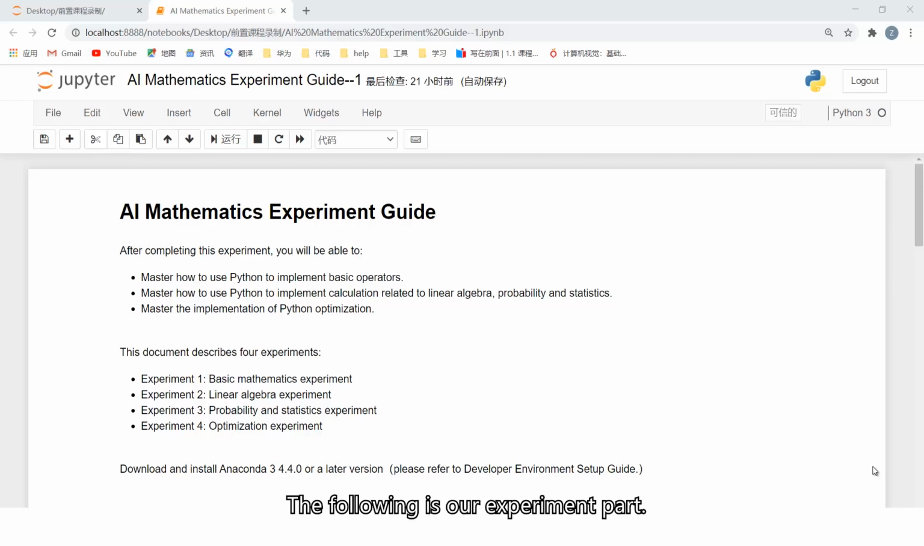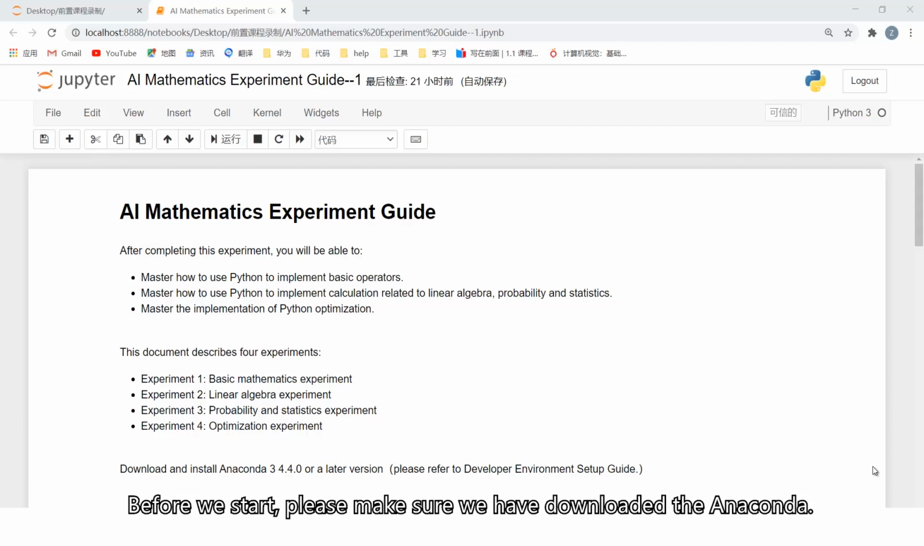Hello everyone, the following is our experiment part. We have the experiment guide on AI mathematics in PDF format. To show the coding process, I will use Jupyter Notebook to explain in more detail. And you could copy and paste from the PDF file to try out.